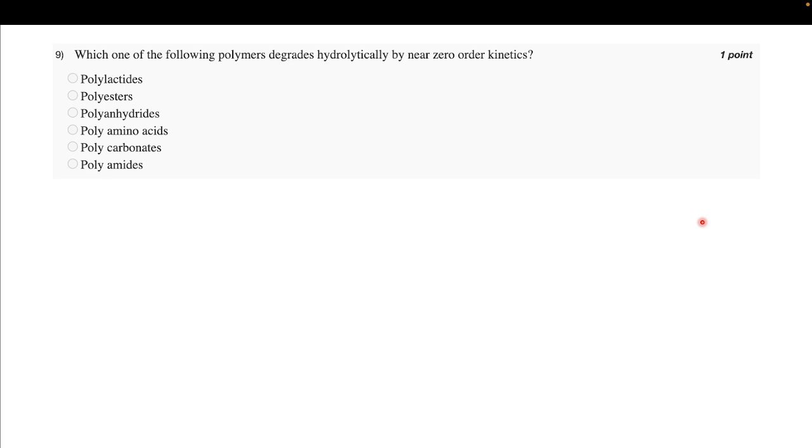The question is, which one of the following polymers degrades hydrolytically by near zero order kinetics? So we have been given different types of polymers and we have to know which one is going to degrade hydrolytically, which means by water, and will have a zero order kinetic.